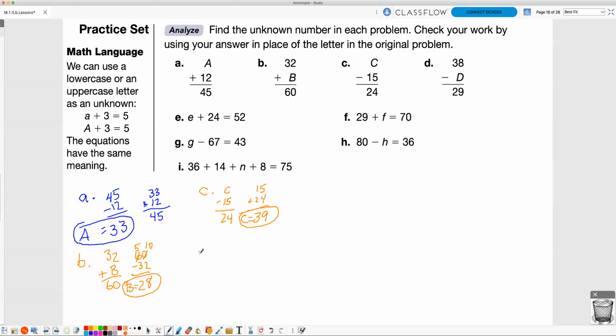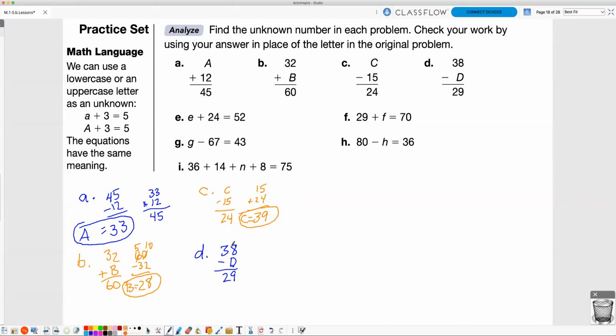All right, let's do letter D right here. If you have 38 minus D equals 29. So I have the minuend minus the subtrahend equals the difference.